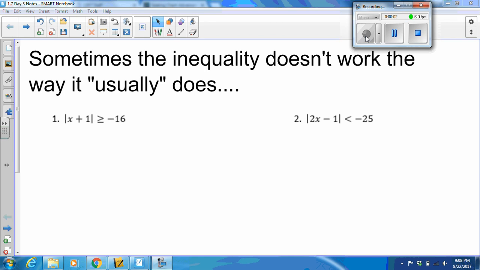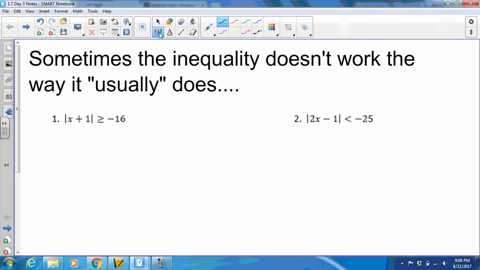Okay, so for today's lesson, this is section 1.7, day 3, you will continue working on absolute value inequalities. The other day you learned that if you have an AND problem, you shade in between. If you have an OR problem, then you shade on opposite sides. But today, these are going to be a little bit trickier. These inequalities don't quite work like they usually do. So let's go ahead and do example 1.